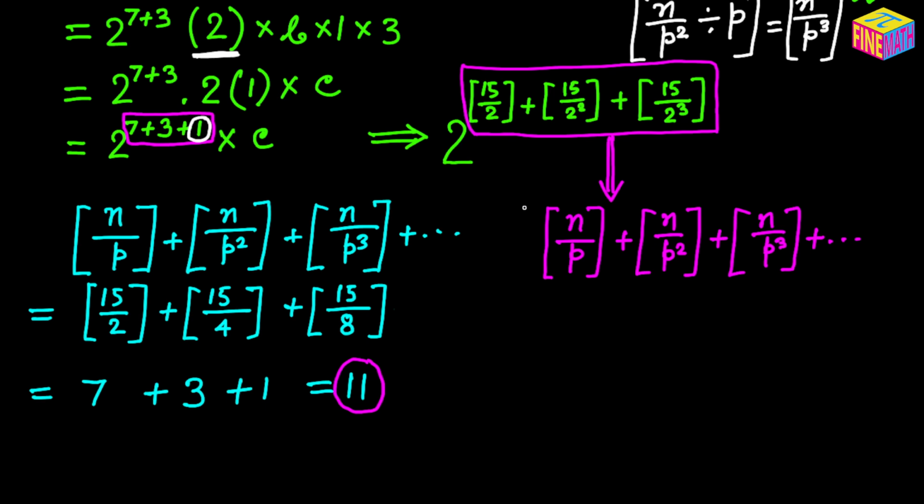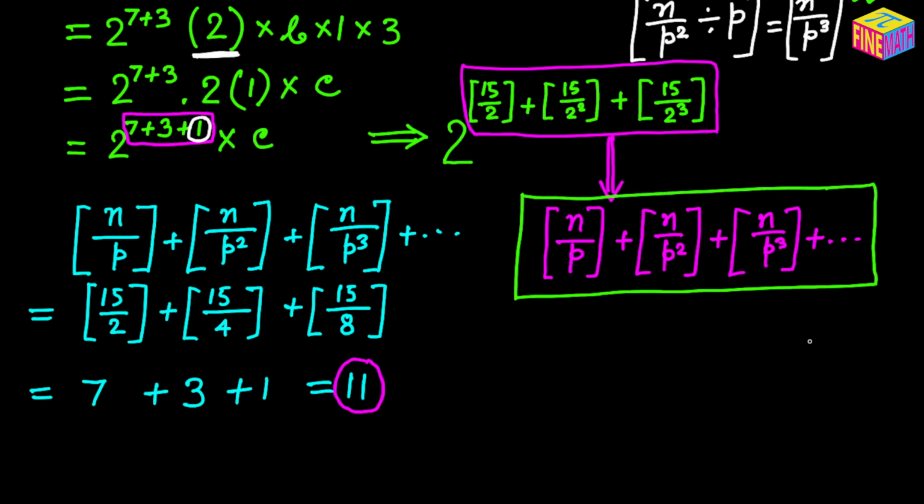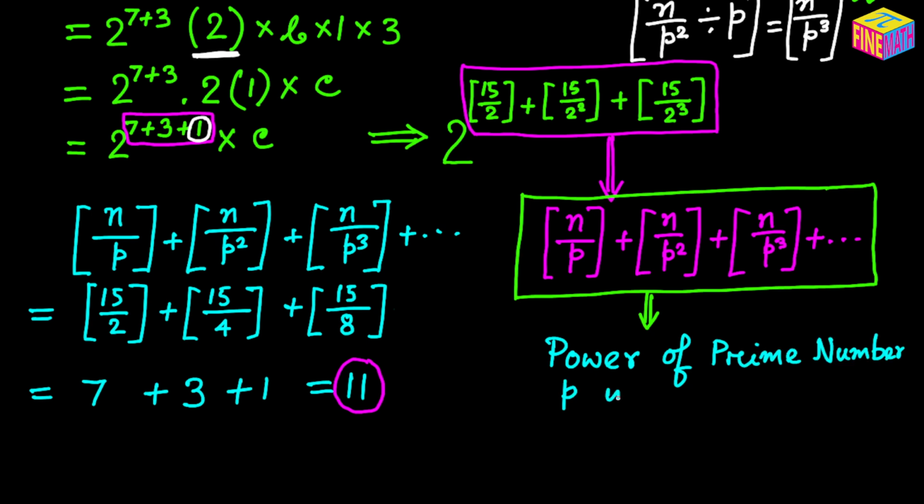So that is where the formula came from, and this is the formula that says that in factorial n you will have so many p's, where p is a prime number. In this factorial n, this is the number of p's, meaning the power of the prime number p. So let me write it down here. This is the highest power of prime number p in n factorial.